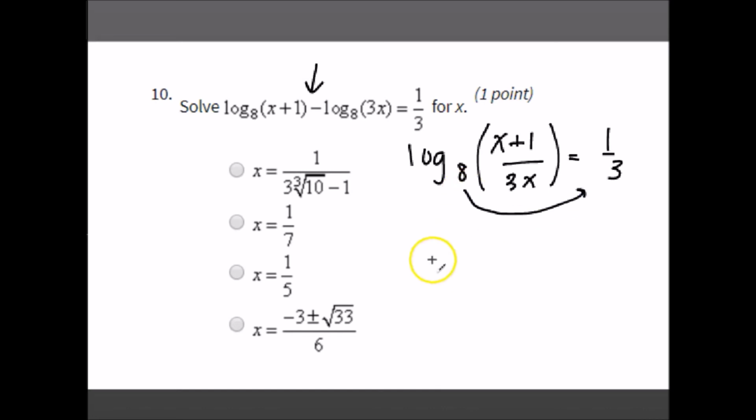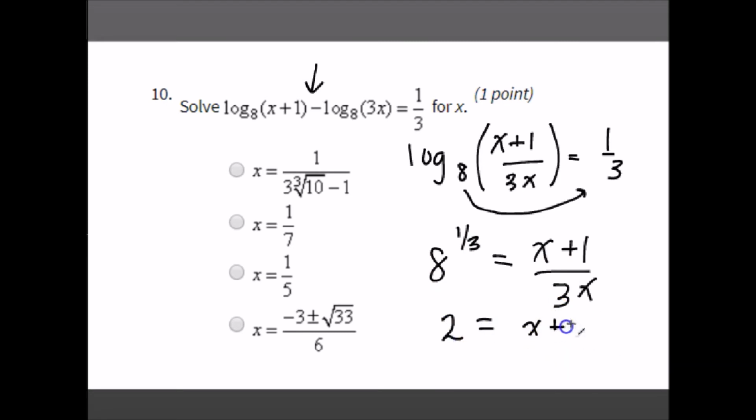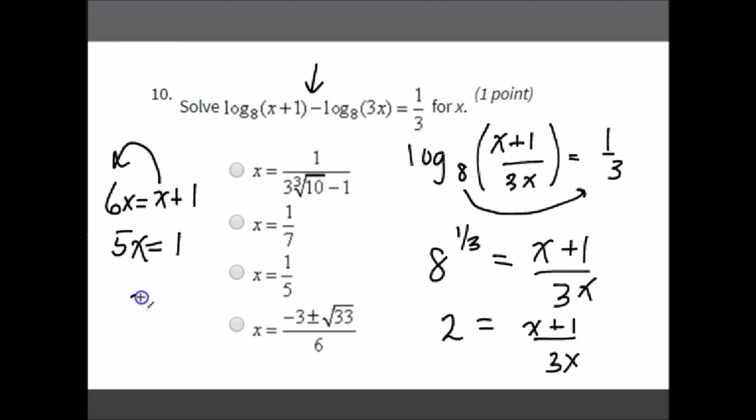And so we say 8 to the 1/3 power must equal (x plus 1) over 3x. Okay, 8 to the 1/3 power is 2. That's like a cube root of 8. Then I would multiply both sides by 3x, running out of room here. So I get 6x is equal to x plus 1. I would subtract the x from the other side and get 5x is equal to 1. And finally, divide by 5. x equals 1/5. I choose answer choice C.